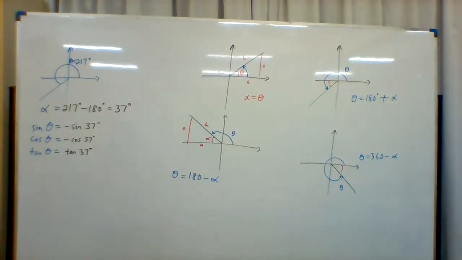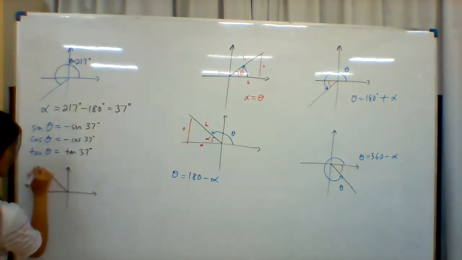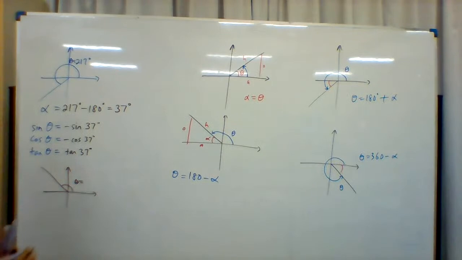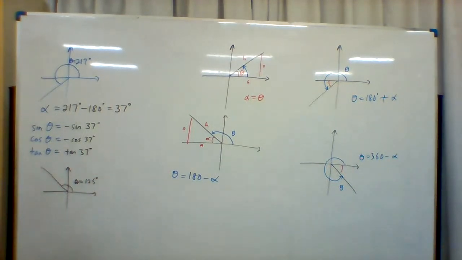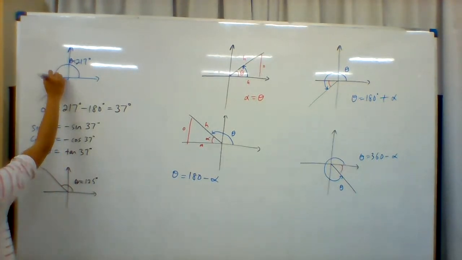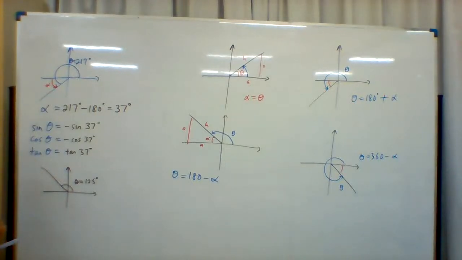Okay, and then let's say another example, if you are given an obtuse angle, let's say your theta is 125. Just to show you, remember what I said, just now we agreed that your basic angle will always start from the x-axis of that quadrant. Like over here, your basic angle will be this one. Follow or not?